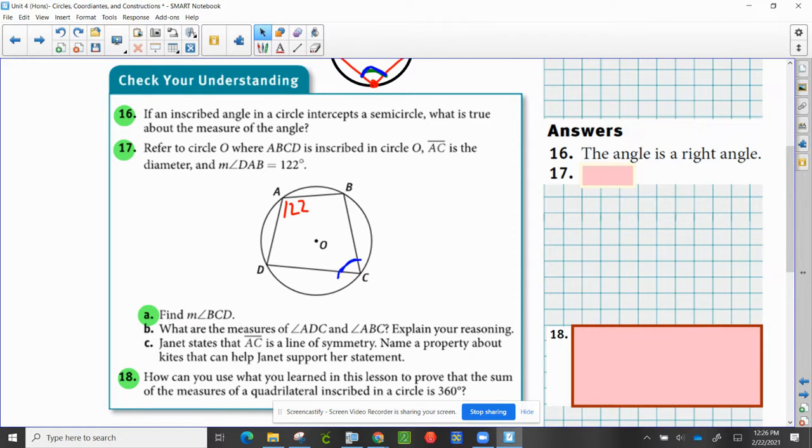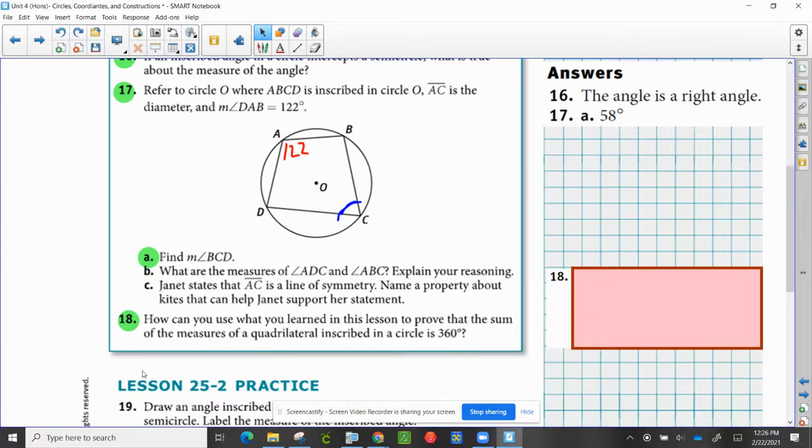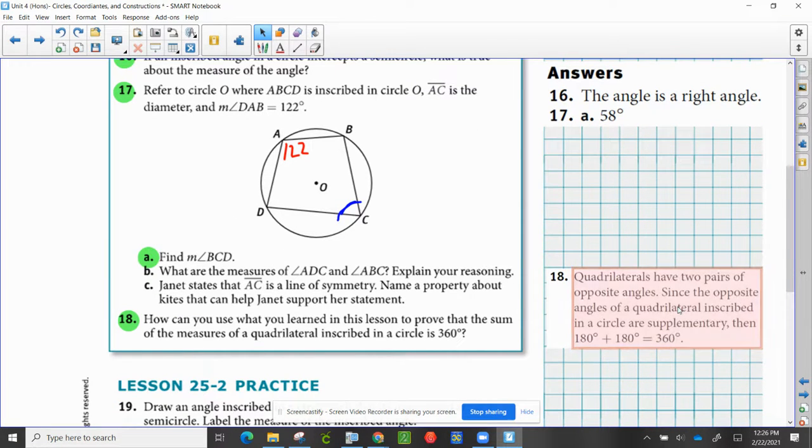Well, that last property we just figured out was that the opposite angles in the quadrilateral should be supplementary. So 180 minus 122 should be 58. Now, how can we use what we learned in this lesson to prove that the sum of the measures of a quadrilateral in a circle is 360? Well, quadrilaterals have two pairs of opposite angles. If they both add up to 180, add those together, we get a total sum of all four angles being 360.